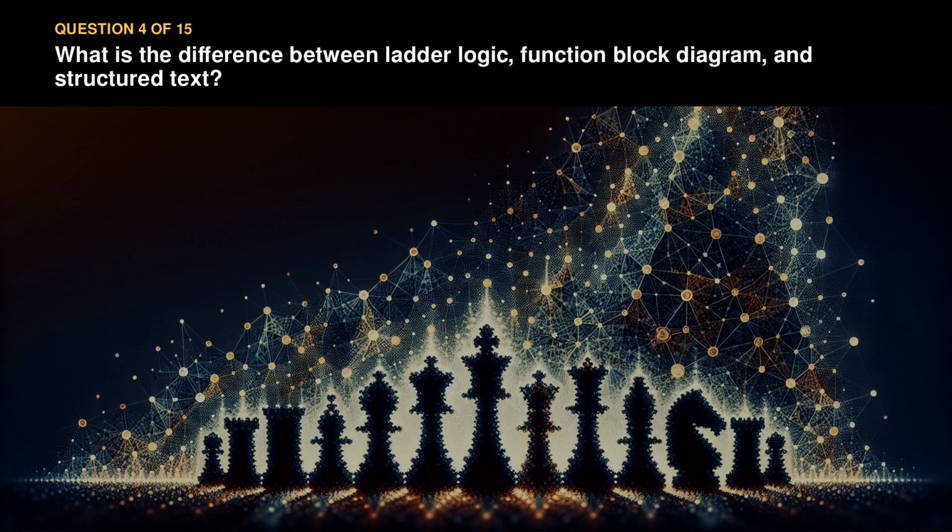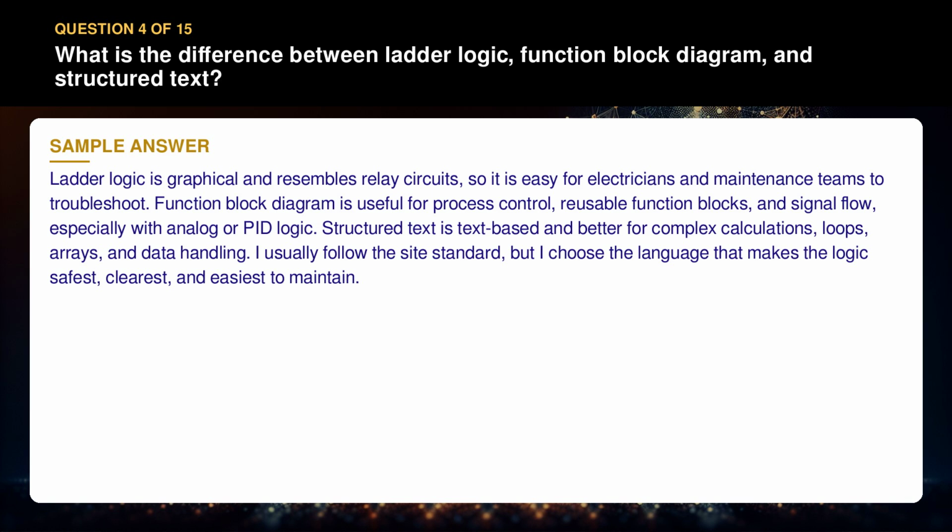Question 4. What is the difference between ladder logic, function block diagram, and structured text? Ladder logic is graphical and resembles relay circuits, so it is easy for electricians and maintenance teams to troubleshoot. Function block diagram is useful for process control, reusable function blocks, and signal flow, especially with analog or PID logic. Structured text is text-based and better for complex calculations, loops, arrays, and data handling.